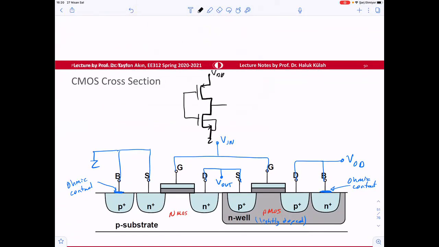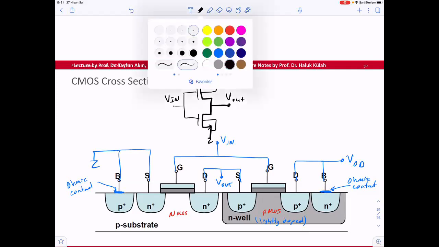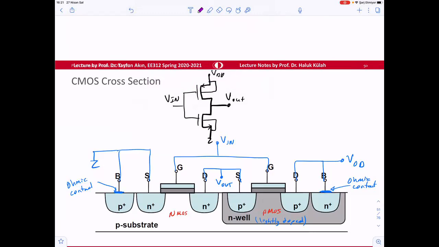So the bulk is connected here. This bulk is connected here. And that's the device. This is V out, and this is V in. So we use some other models for the transistors. We don't really need to.